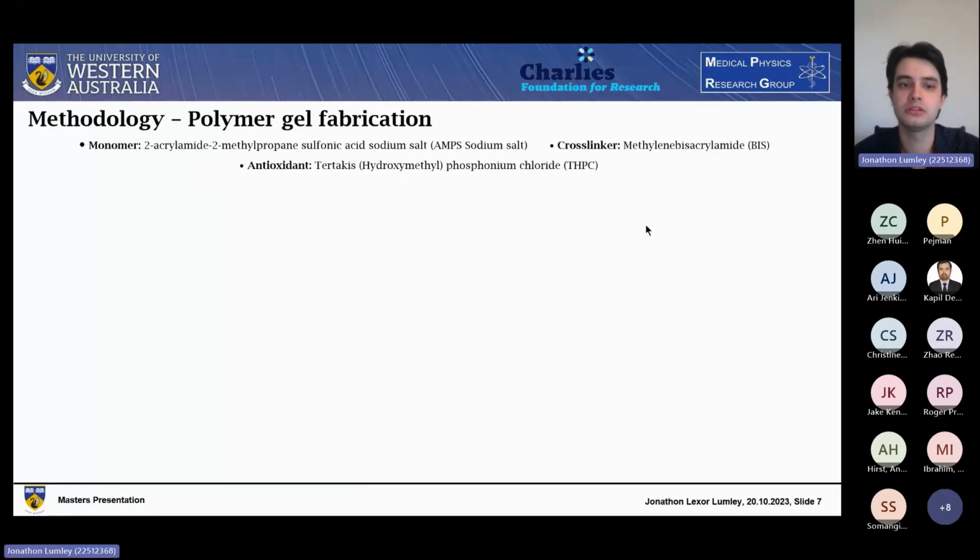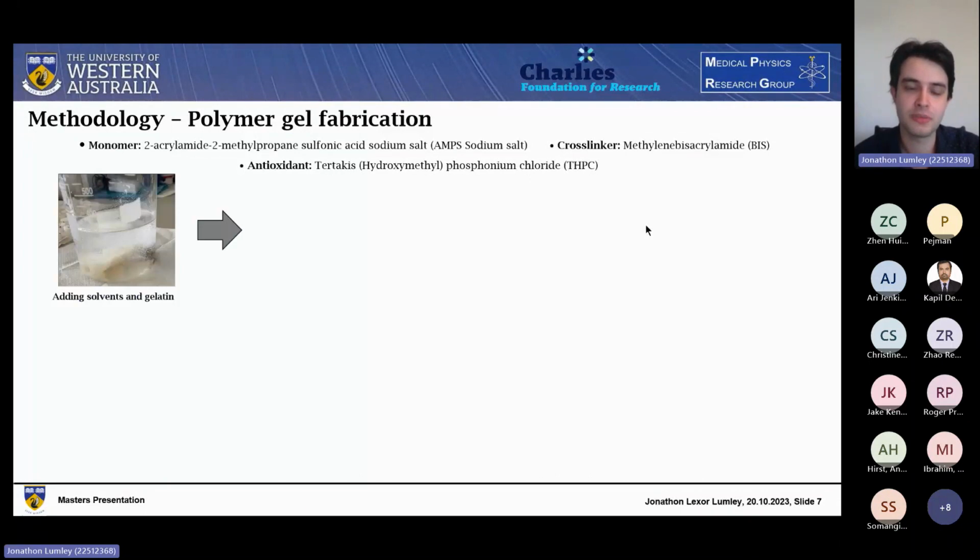So my gel, the monomer used was something called a 2-acrylamide 2-methanol propane sulfonic acid sodium salt. It is a very large and long name. This was basically done because it's shown to have adequate sensitivity when used in MRI, and it is currently the least toxic monomer for gel dosimeters in the literature. The crosslinker used was methylene bisacrylamide, which is basically the standard crosslinker, the gold standard, and the antioxidant was tetrakis hydroxymethylphosphonium chloride, which is also shown to be the gold standard for antioxidants.